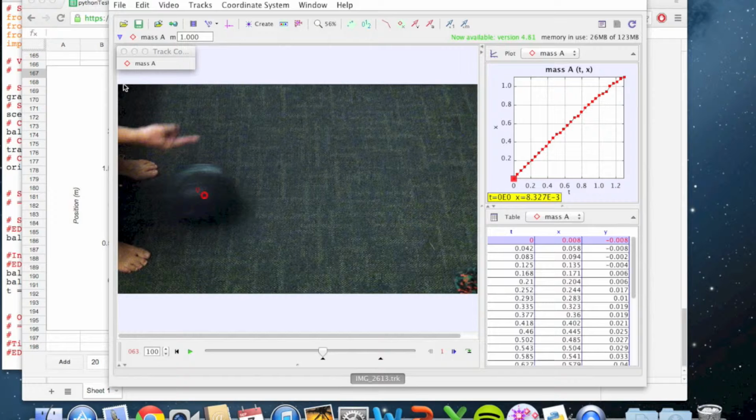So this is Physics 2211. My name is Chuck Eisenhauer, Section N. This is Lab 1.